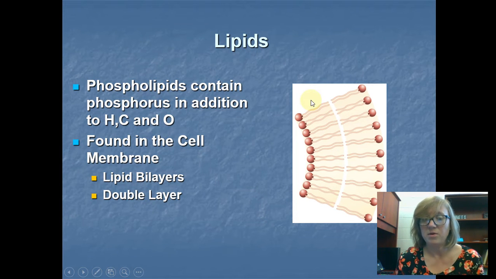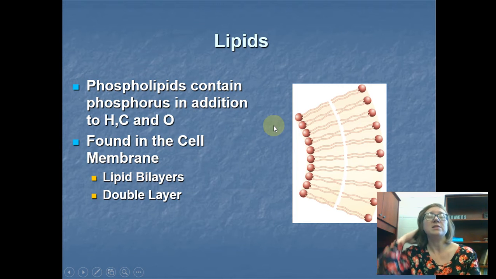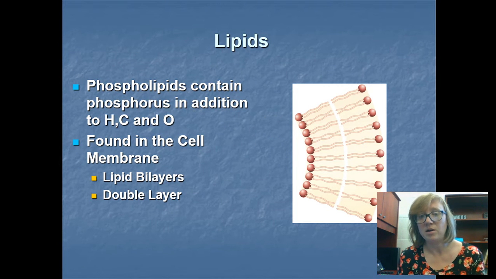And that's our cell membrane. So they're found in the cell membrane. They form this lipid bilayer. Bi, like di, means two. So it forms this double layer, and you see it here. Here's one, here's two. So phospholipids play an important role because they're in all of our cell membranes, all of them.